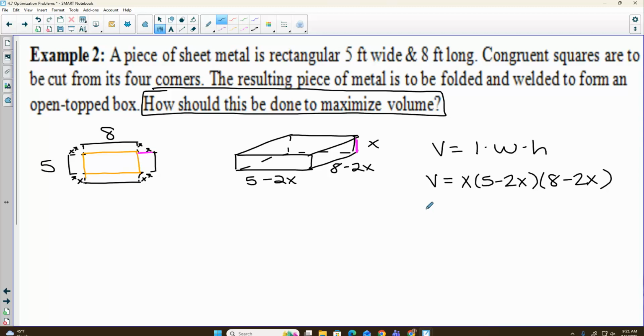Probably easier to go ahead and multiply this out than try to do the product rule with it. Can I FOIL and distribute my x at the same time? If I multiply those, that would be 40 times x, so we get 40x. Minus 10x and minus 16x, so minus 26x times x, so minus 26x squared. Plus 4x squared times x, so plus 4x cubed.